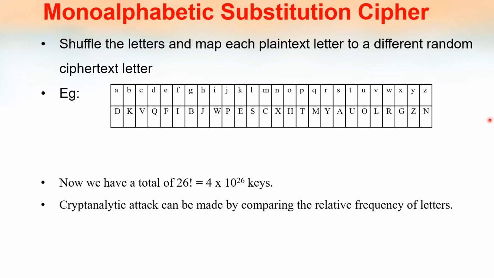Next comes the monoalphabetic substitution cipher. Shuffle the letters and map each plain text letter to a different random ciphertext letter. So it is similar to the Caesar cipher, but the difference is that each plain text letter is assigned randomly a different letter. Now we have a total of 26 factorial keys.